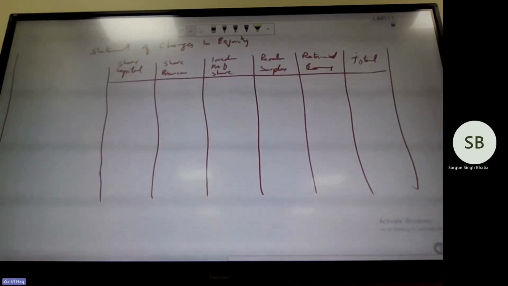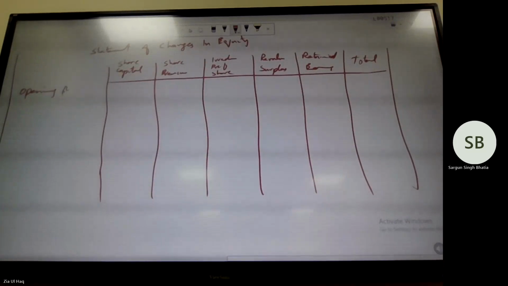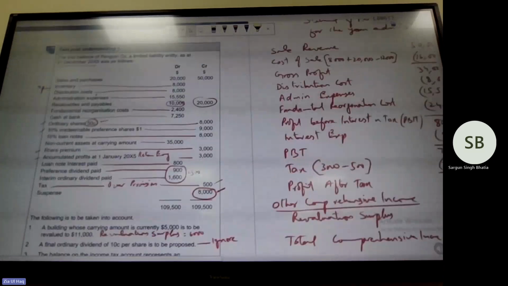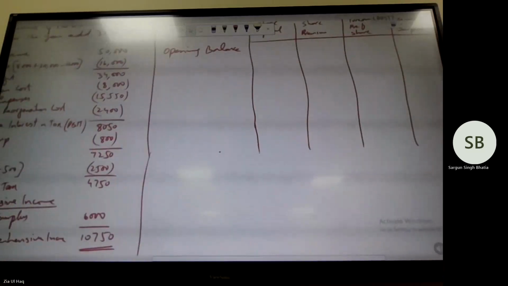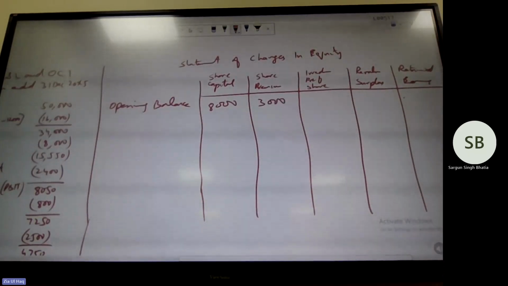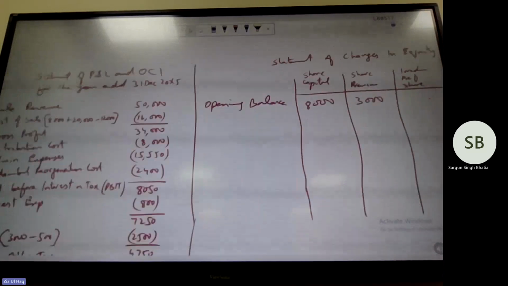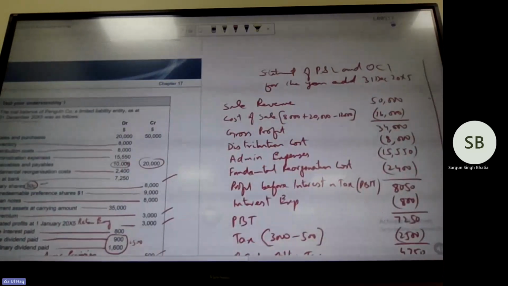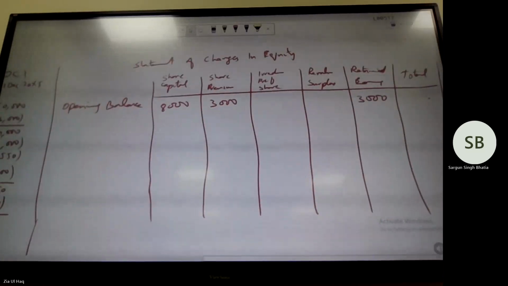What we need to do is record their opening balances. What is the opening balance of share capital? Share capital opening balance is 8,000. Share premium opening balance is 3,000. Retained earning opening balance is 3,000, and irredeemable preference shares opening balance is 9,000.